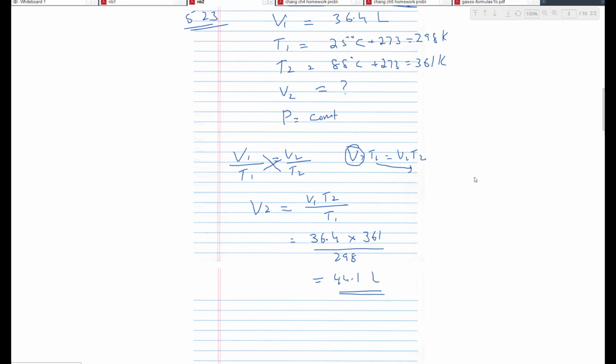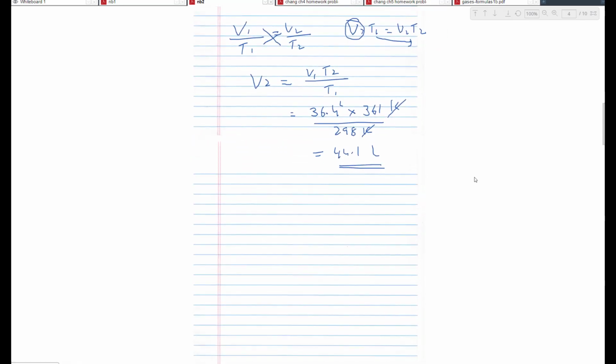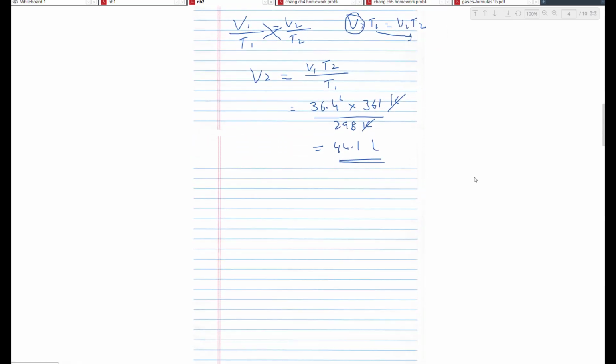You agree? Is it clear now? And if you want to put the units, make sure to look here later. We are giving Kelvin, Kelvin, Kelvin, Kelvin cancel, and only liter is there. Got it. Now let's go to the next one.